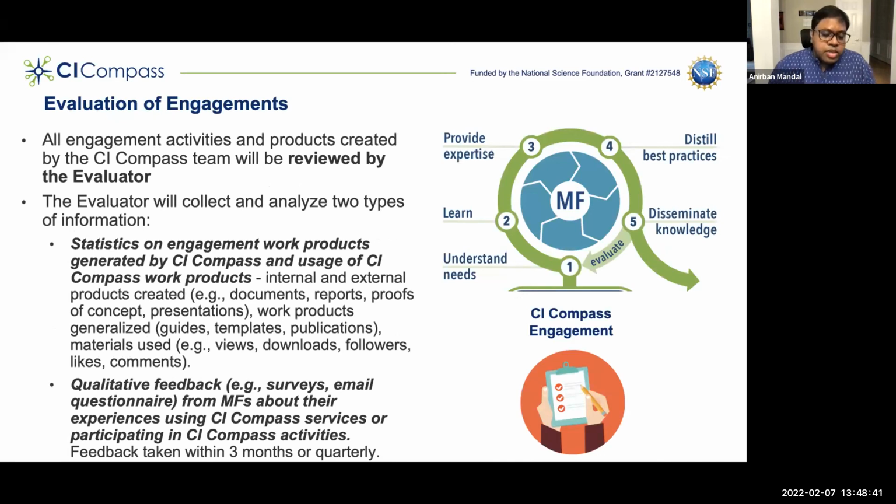Once the engagements are completed, we make it a point to evaluate the engagement so that when we do it the next time around, we are better at it. Each engagement is reviewed by our internal evaluator, and the evaluator collects and analyzes two types of information to evaluate the project. One is a more quantitative evaluation where we collect statistics on the different engagement work products generated by CI Campus and the usage of the work products, like usage of documents or presentations or proofs of concept, how many work products are generalized, and generally the CI Campus materials used.